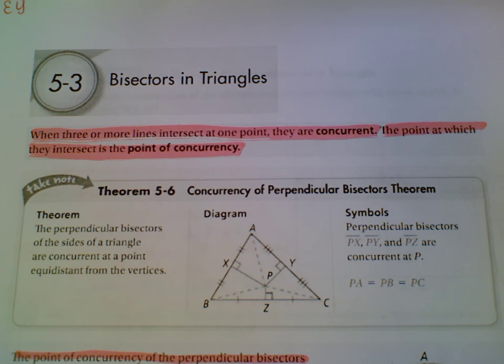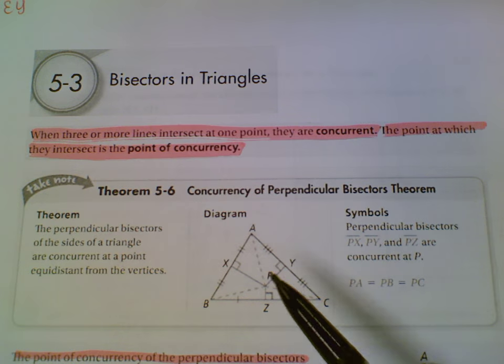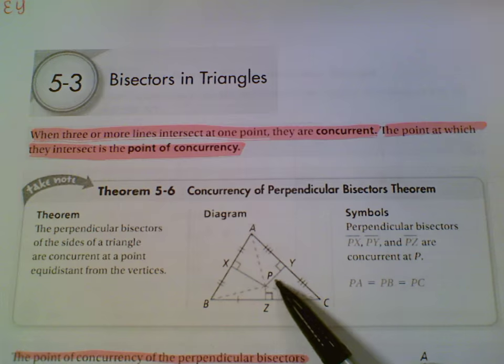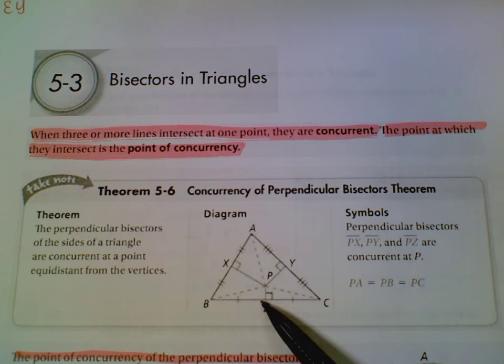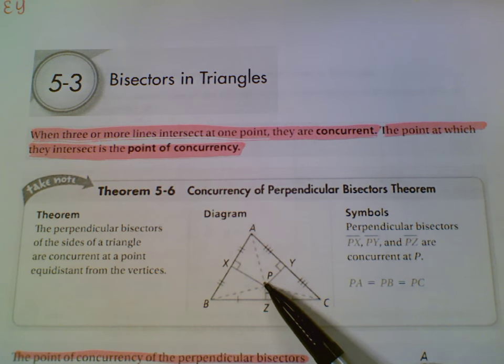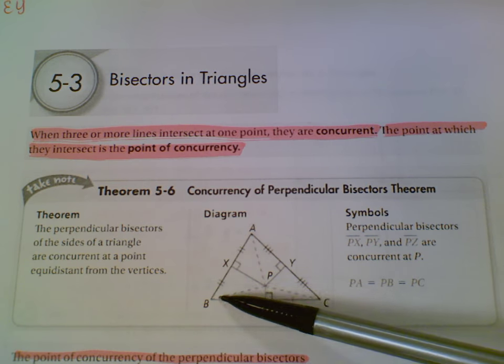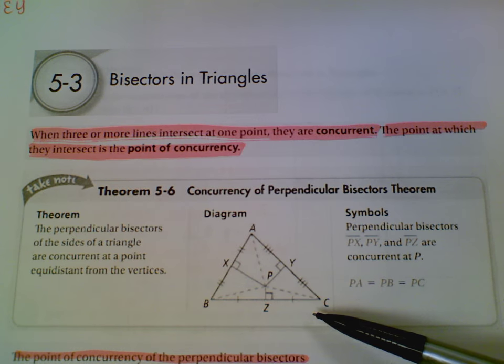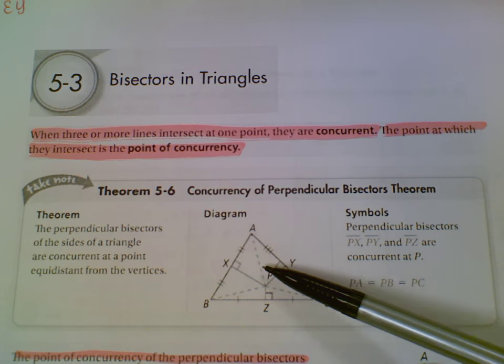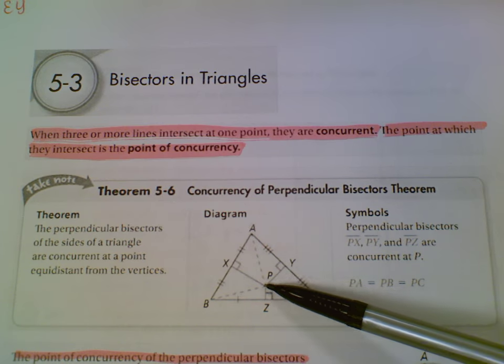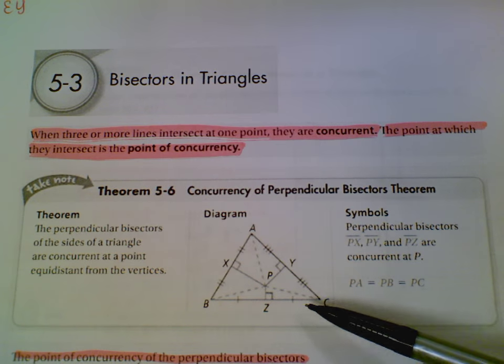So this first theorem is saying the perpendicular bisectors of the sides of a triangle, so that would be these lines here, those are concurrent at a point, which is point P. Concurrent meaning that's where they intersect, and that means that from that point to the vertices, those line segments are going to be equidistant. So I have perpendicular bisectors to these lines. Where those perpendicular bisectors intersect, that point to my vertices are congruent to each other.